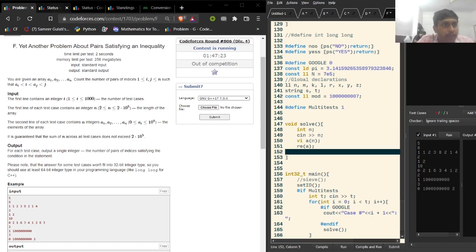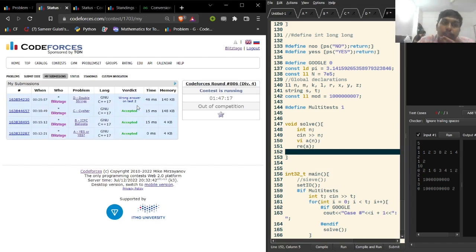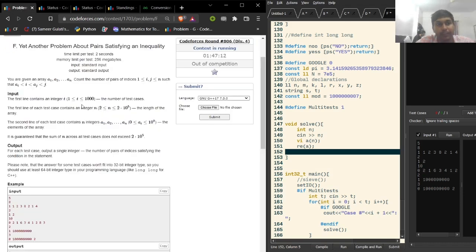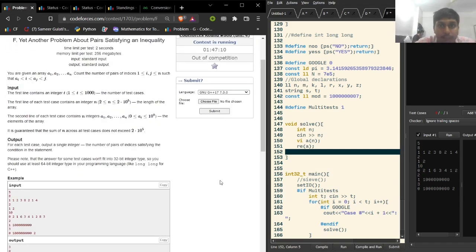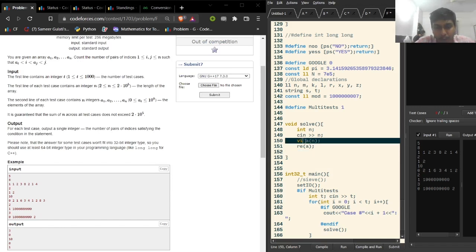Did we pass the tougher problem D? Oh, we got a wrong answer on test 2. I'll probably look at it later. It should be simple enough. I don't think I've made some crucial thinking error. I'll complete F first and then go back to D. Okay, so let's just use longs over here. I don't know why, maybe we add up some stuff.